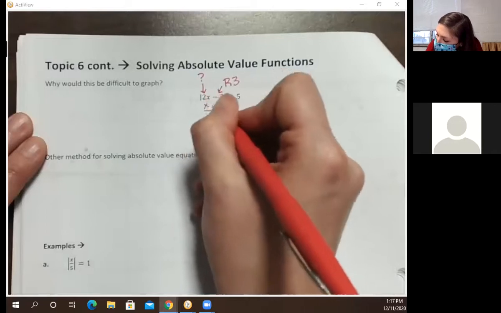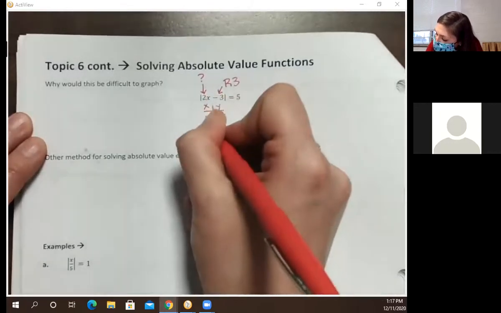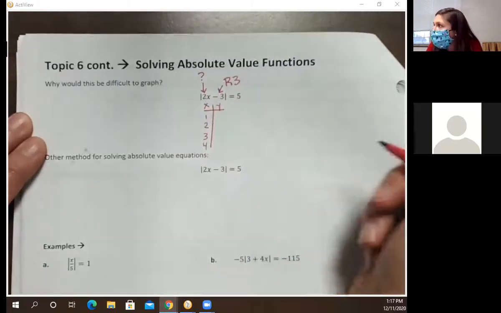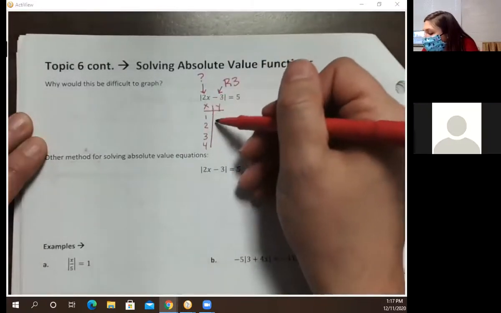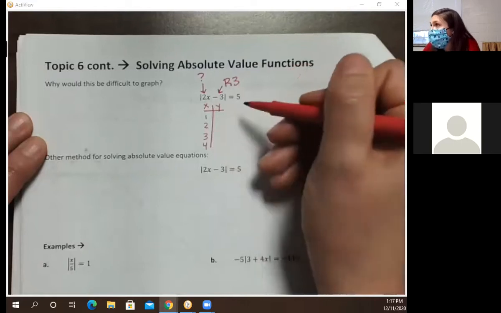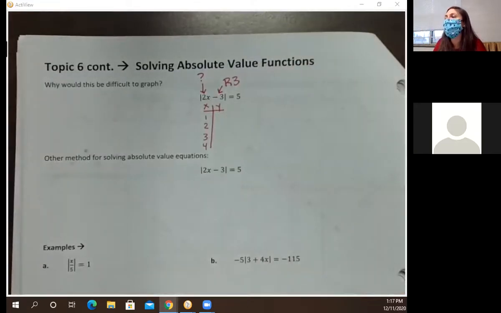You can always graph by making a table, picking some values for x and plugging them in. But that's not going to guarantee you that you're going to get nice values for y. So again, you may have some estimations and some errors in your graph based on having to make estimations. So we're going to talk about how to solve absolute value functions algebraically. The good news is it's pretty similar to how we solve just regular old linear functions.